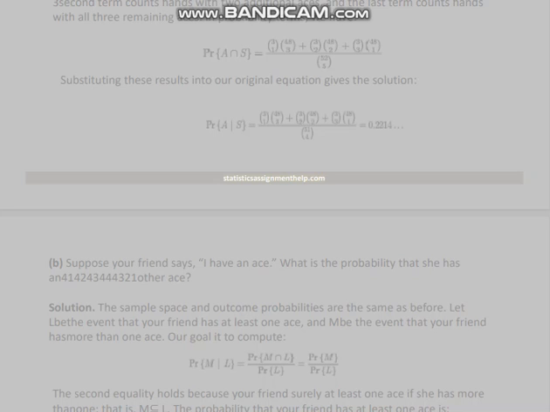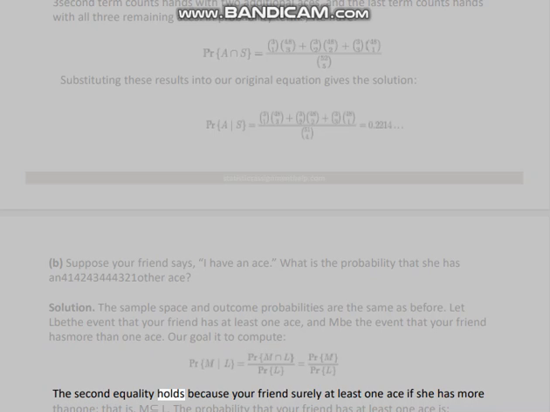B. Suppose your friend says, I have an ace. What is the probability that she has another ace? Solution. The sample space and outcome probabilities are the same as before. Let B be the event that your friend has at least one ace, and M be the event that your friend has more than one ace. Our goal is to compute P(M | B).